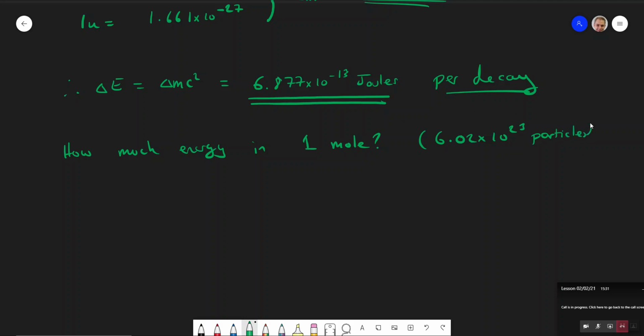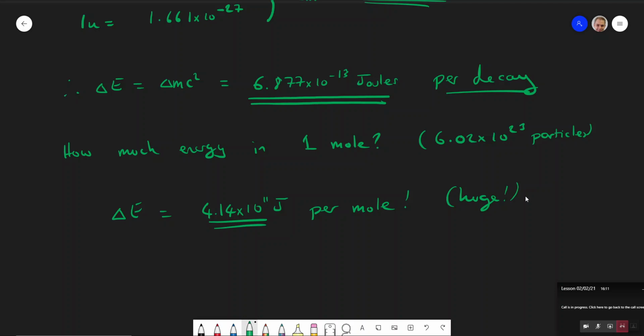Well, this might be a small number, but this is a huge number. So if we multiply those two things together, we would get the change in energy from 1 mole of uranium-238 turning into thorium. So multiply that by 6.02 E23, we get 4.14 times 10 to the 11 joules per mole. This is huge. Okay, so this is a huge amount of energy.